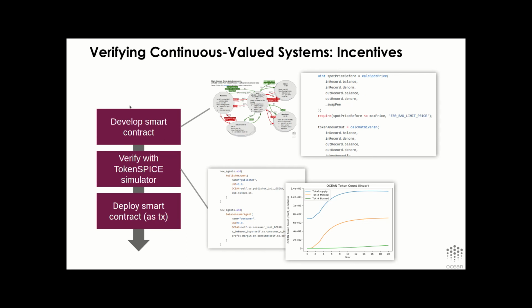You develop the smart contract. So maybe you draw out some netlist or something, but then you write it in a Solidity form. And this is what the Solidity form looks like on the right, like we've seen before. Then we verify with, instead of a circuit SPICE simulator, we have a TokenSPICE simulator that exists. I'll talk to that. So, and basically you're taking and wrapping this Solidity code with Python.